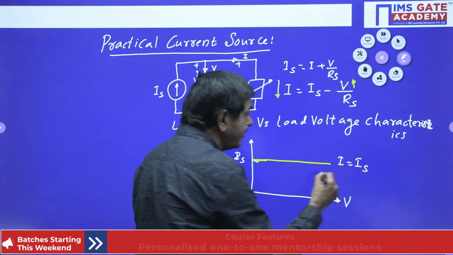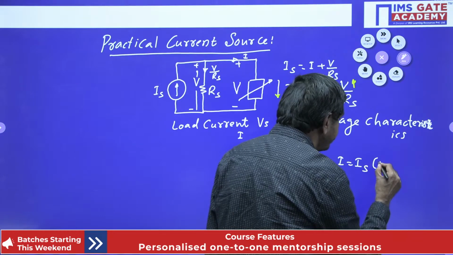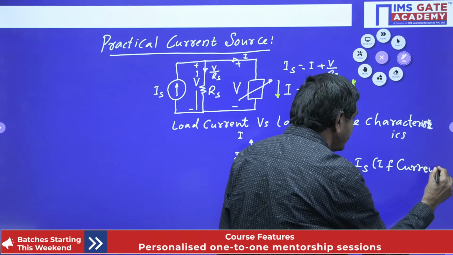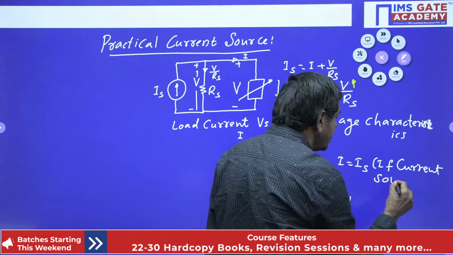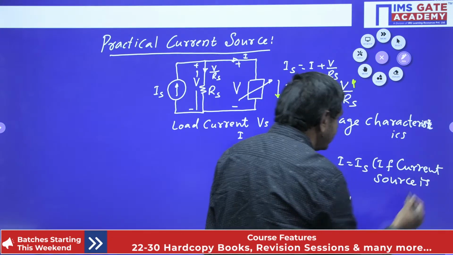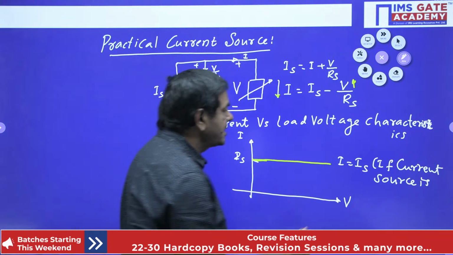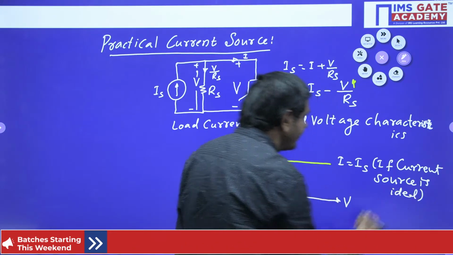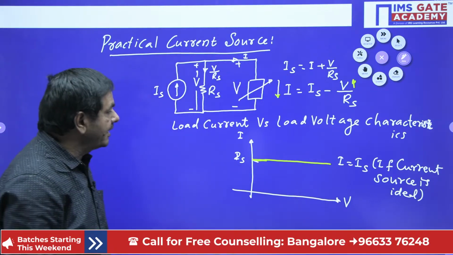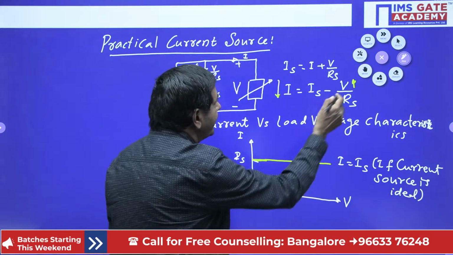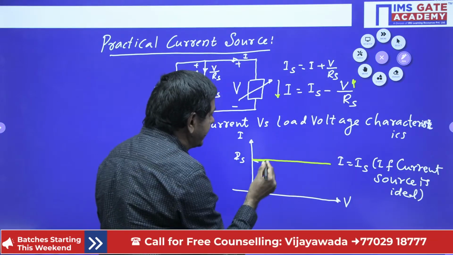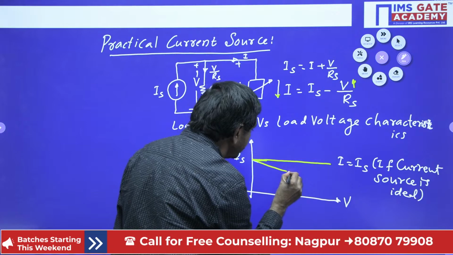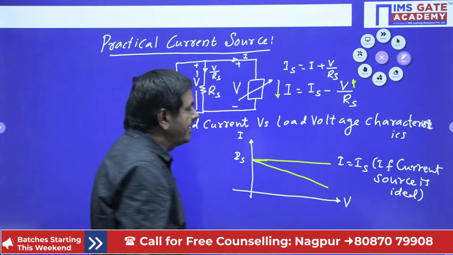When I gave this diagram, if the current source is ideal, in that case I can draw like this only. Whenever it is a practical current source, as I said now, when voltage is increased, current is decreasing. At that time, this diagram will go down like this.